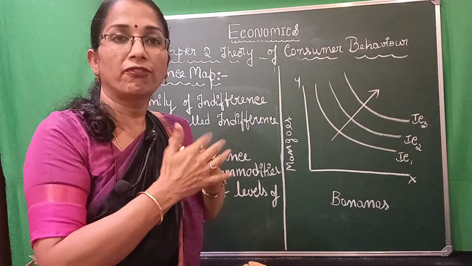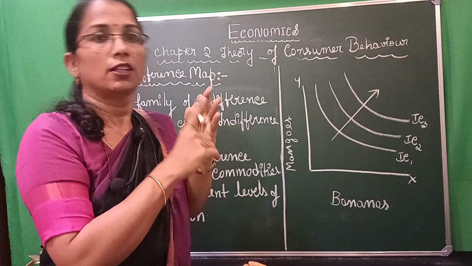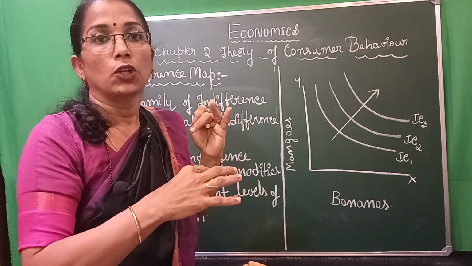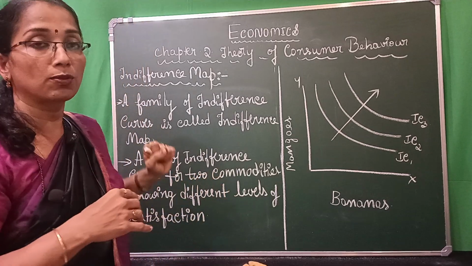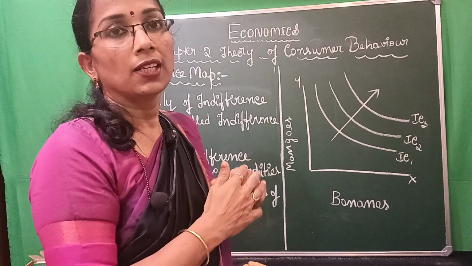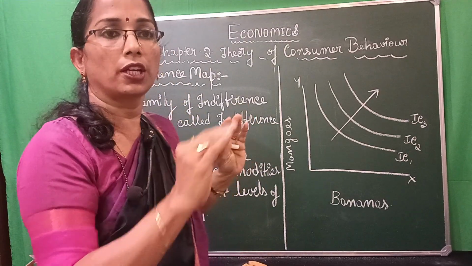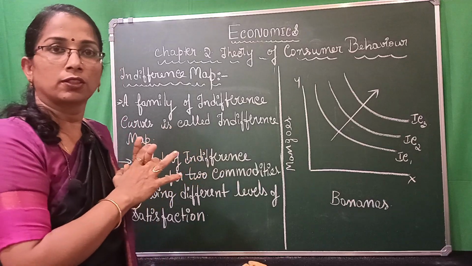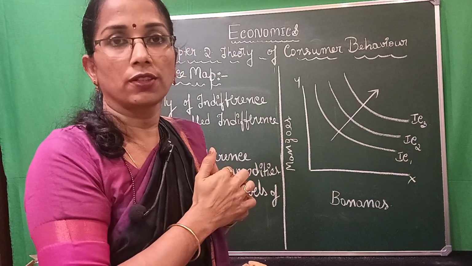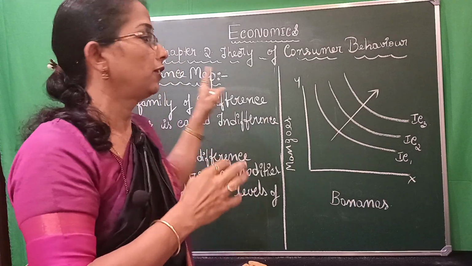Family. When you say family, father will be there, mother will be there, children will be there. So not only one person, many will be there. So family of indifference curves means what? A number of indifference curves are there in an indifference map. There is no such rule that only 2 indifference curves should be there or 4. That is of your choice. You can select any number of indifference curves under indifference map.